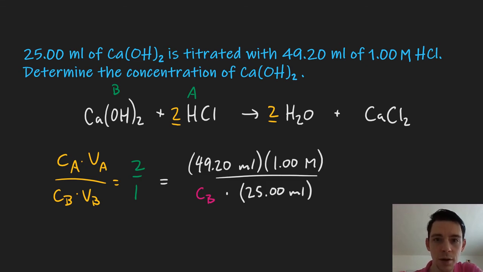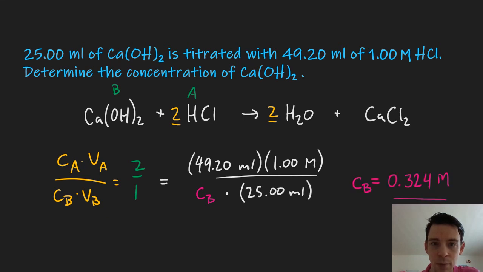Knowing that this ratio must equal 2 to 1, we can plug in our given numbers, such as 25 milliliters for the volume of B, 49 milliliters for the volume of A, and 1 molar for the concentration of HCl. Note that I left volumes in milliliters, and this is fine because their units will cancel out anyway, being that both the numerator and denominator have milliliters present.